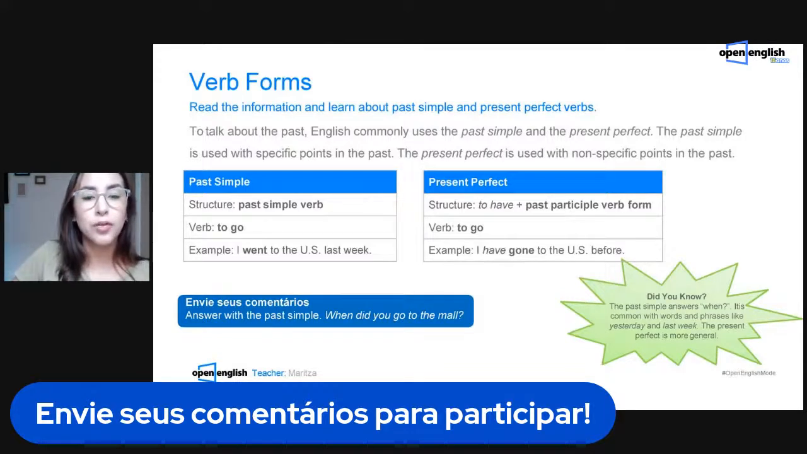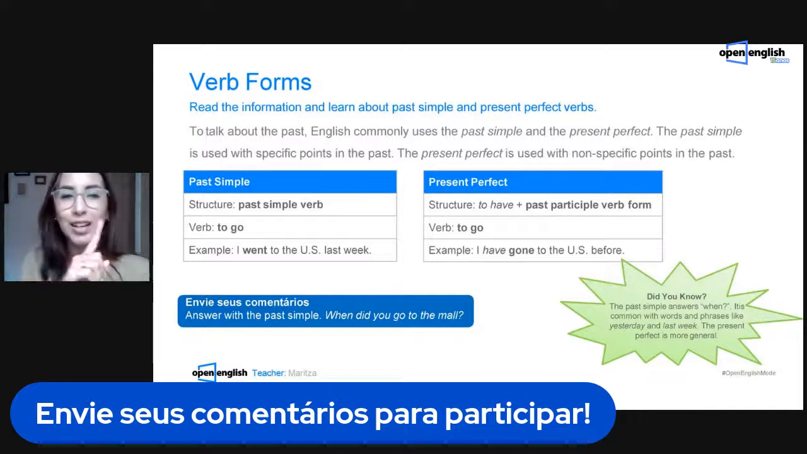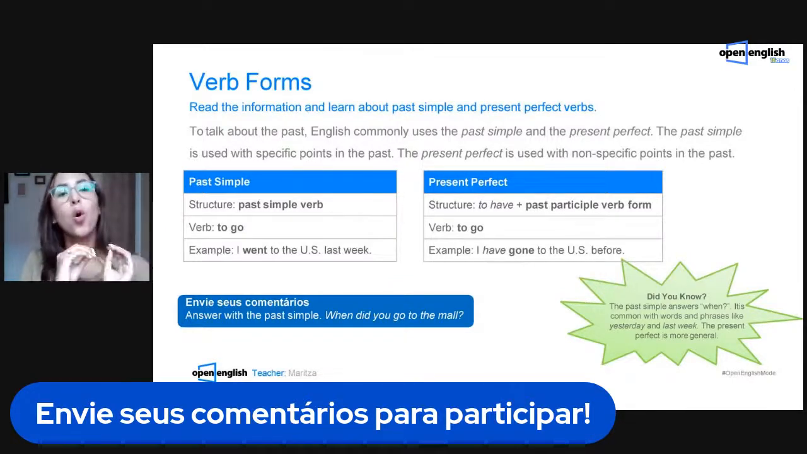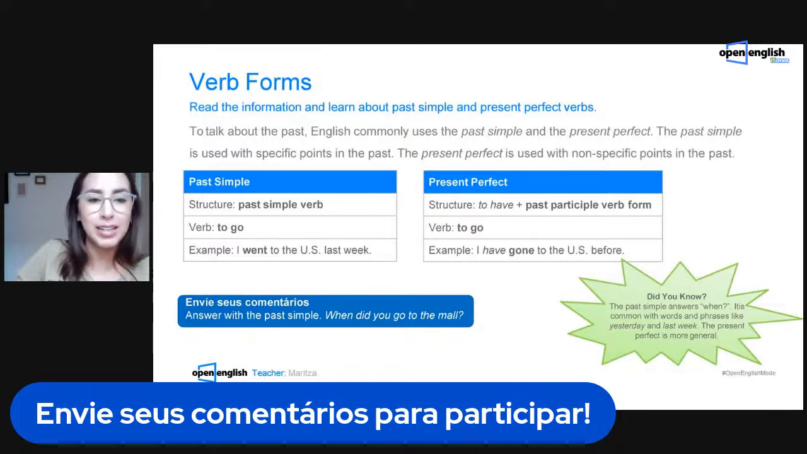So let's look at this verb here, the verb to go. In the past simple, we can say went. We don't say gone. We don't say wented. It's a little irregular. It's a little different. So we would say, I went to the US last week, for example. That's the past simple verb of to go. So if you want to talk about the verb to go in the past, we just say went. I went, you went, he, she, it went, they went, we went. It's all the same. So I went to the US last week.